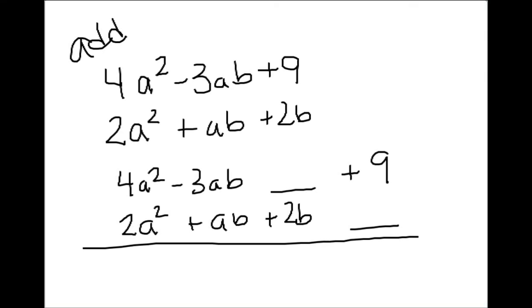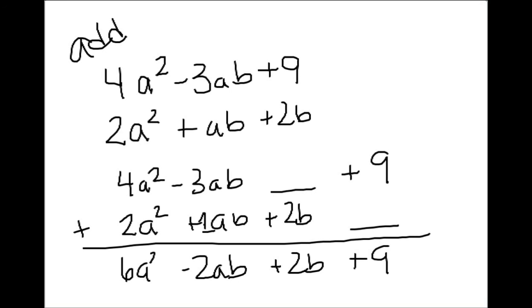So notice how I lined them up so that I actually have like terms one above the other, and I can actually just add like I normally would. So 9 plus 0 is a positive 9, 2b plus 0 is a positive 2b, a negative 3ab plus a positive 1ab is going to be a negative 2ab, and 4a squared plus 2a squared is 6a squared. So when I want to add polynomials, I line up the like terms and then just add like terms. Should be pretty easy, right?